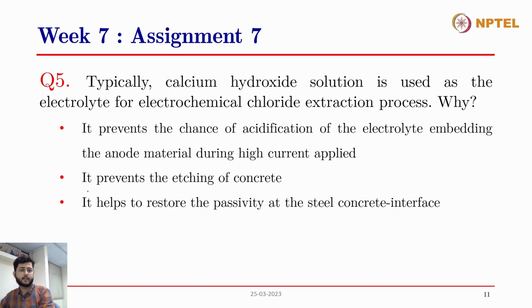All right. Moving on to the fifth question. The fifth question was: typically, calcium hydroxide solution is used as the electrolyte for the electrochemical chloride extraction process, ECE. Why is calcium hydroxide solution used? The options were: it prevents the chance of acidification of the electrolyte, embedding the anode material during the high current applied; it prevents the etching of concrete; it helps to restore the passivity at the steel concrete interface. Which of these options are correct?